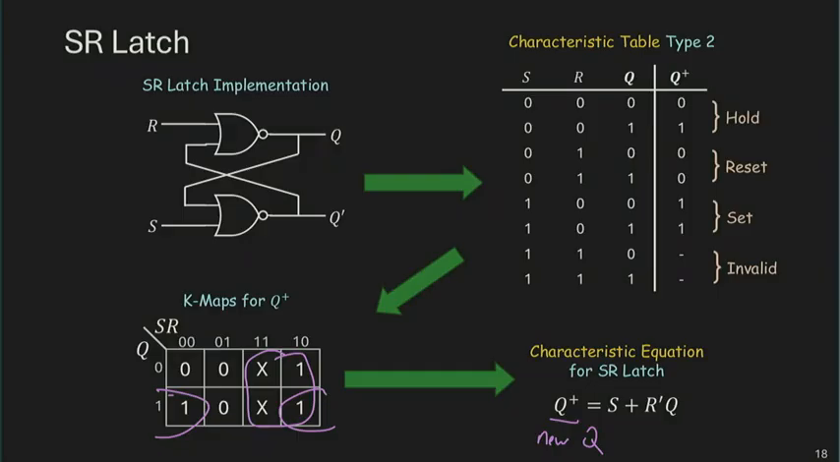We often call Q like a state variable because you can memorize it. You can have it be at one state, 0, for a little while. So we call that like state Q.